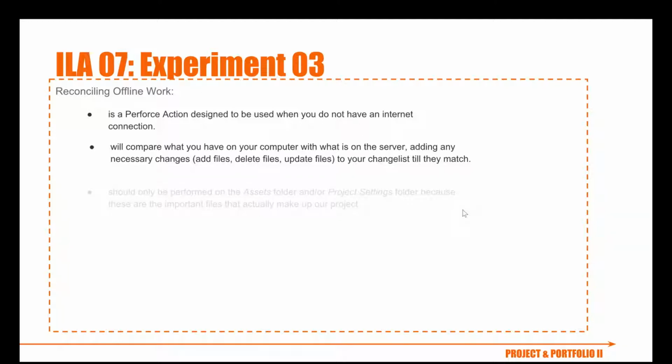and it can be very destructive if you don't understand what files you actually changed and what file you're reconciling from. So when you're working with Unity specifically and you're using this action, reconcile offline work, it should only be performed at the highest level from the assets or the project settings folder.